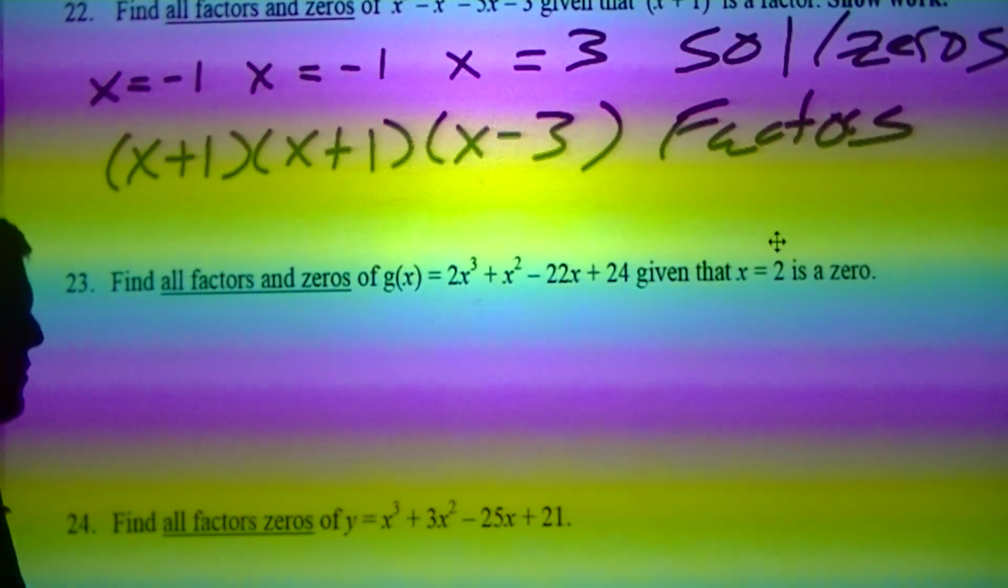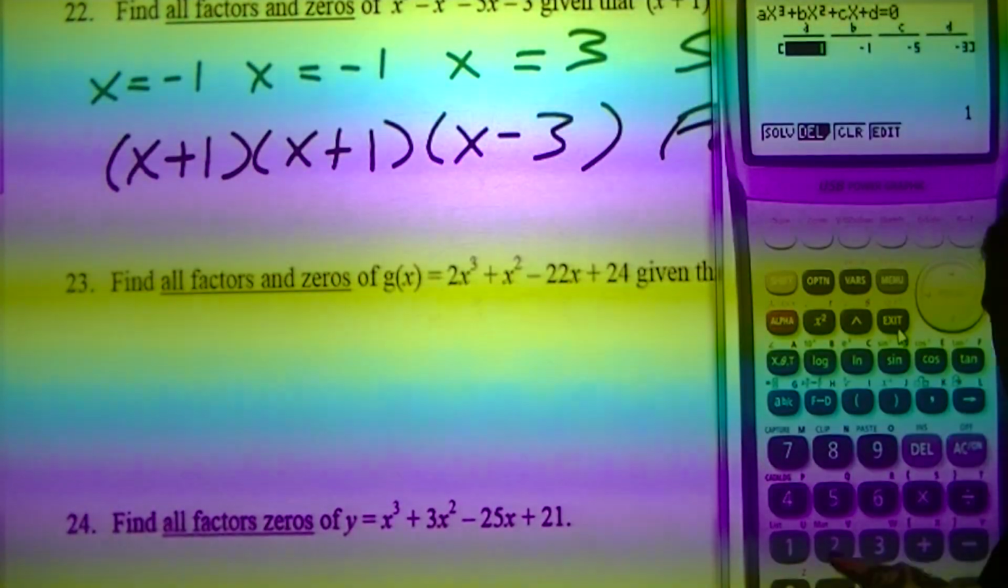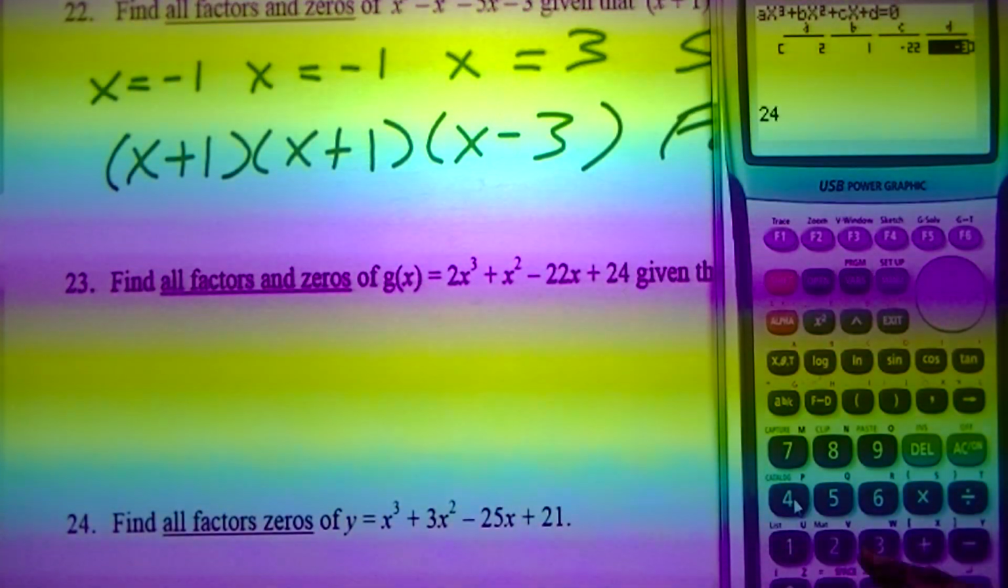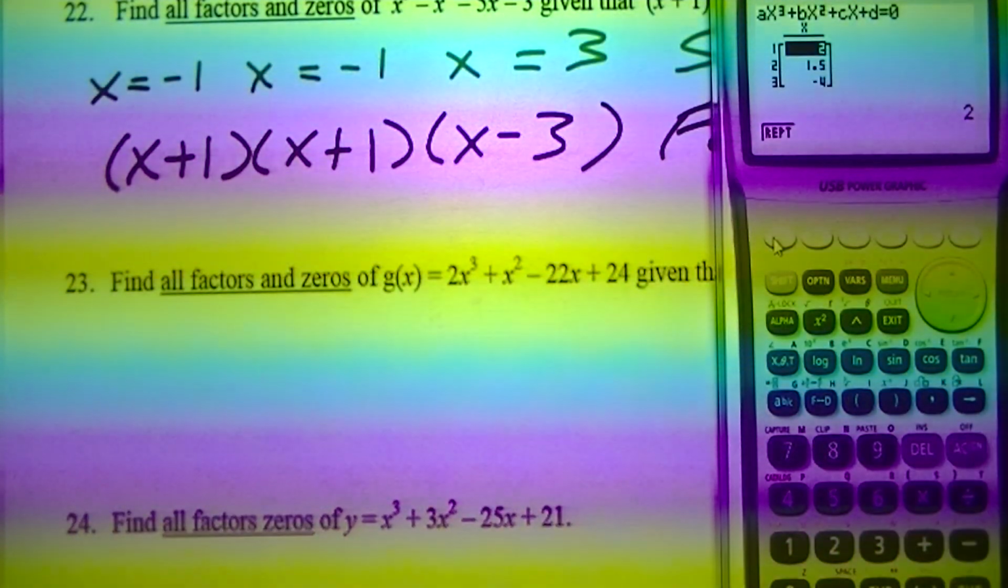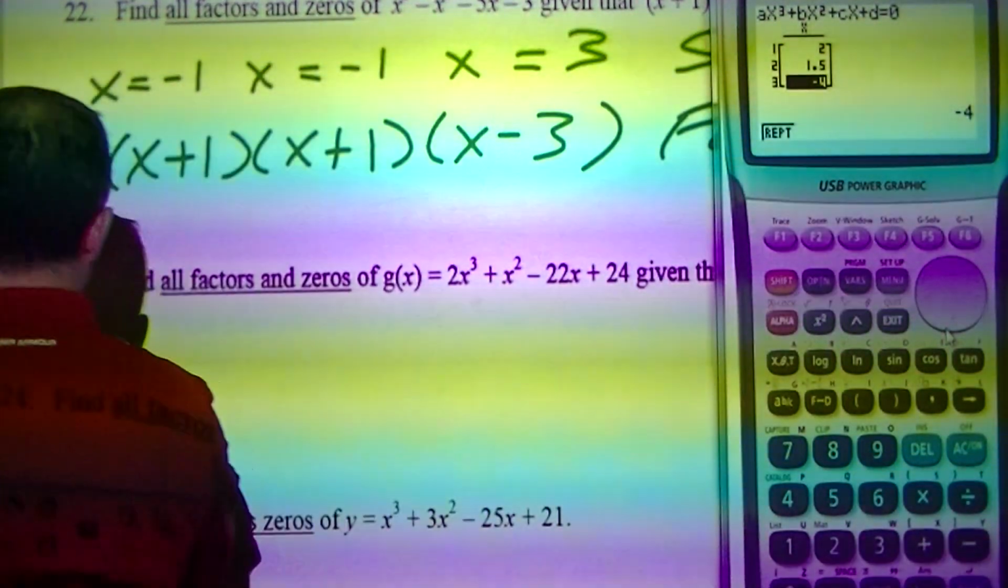Okay? Find all the factors and zeros of this. So what I'm going to do is go back. I'm going to do 2, 1, negative 22, and 24. Solving that, I get those: 2, 3 halves, and negative 4.